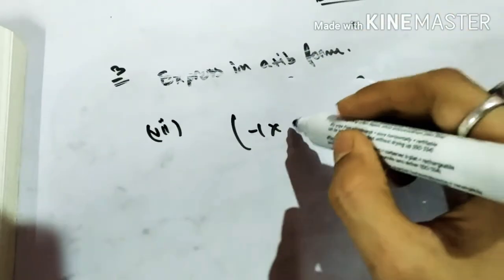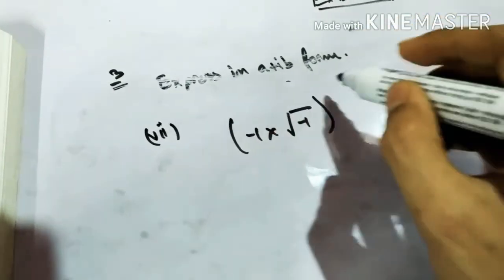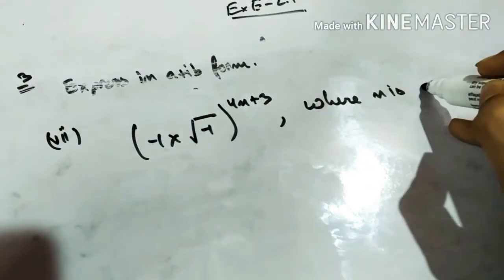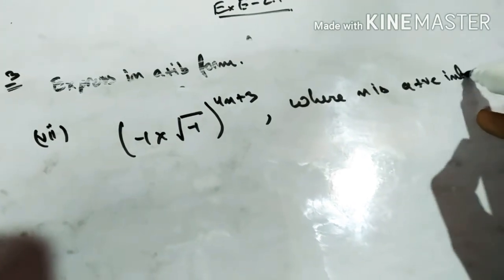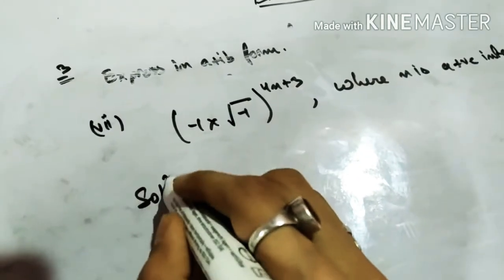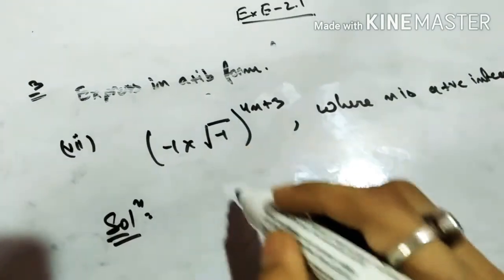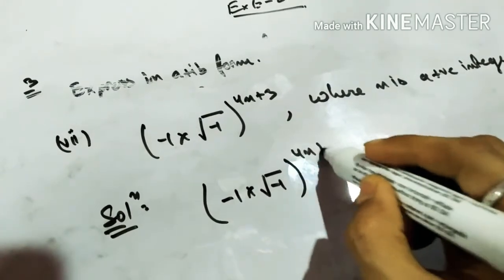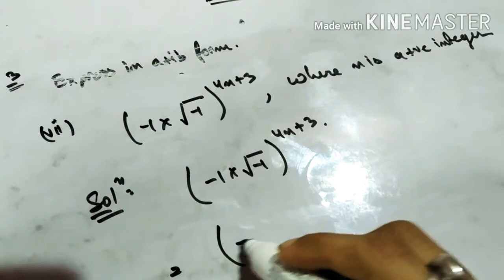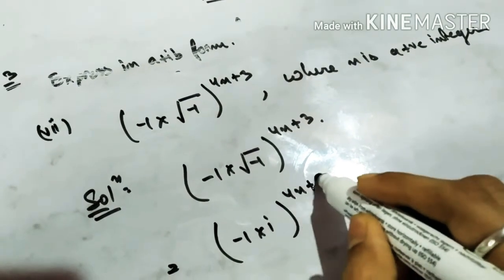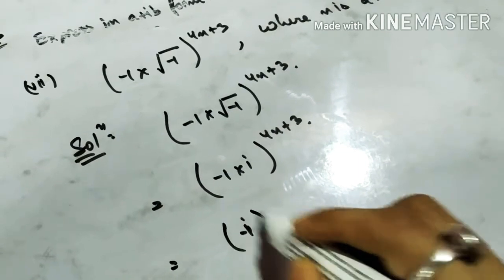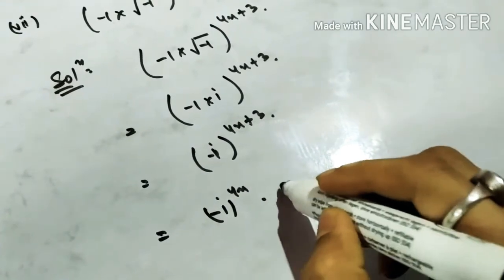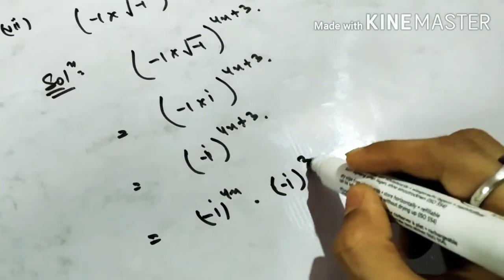Next it is question number 7. Minus 1 into root over minus 1 to the whole power 4n plus 3, where n is a positive integer. So solution here, this will become minus 1 into root minus 1 to the whole power 4n plus 3. This I can write as minus 1 into i to the whole power 4n plus 3, minus i to the whole power 4n into minus i to the power 3.